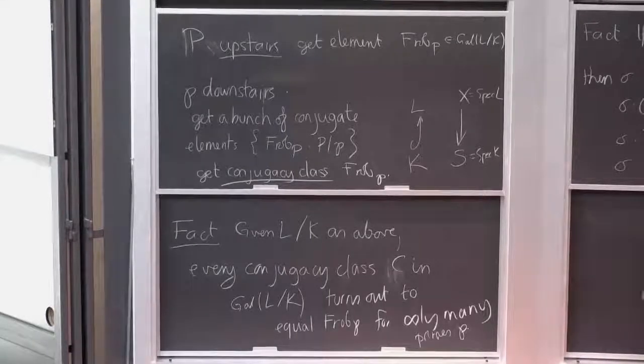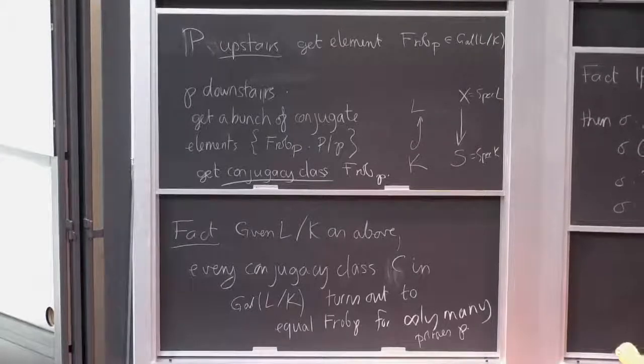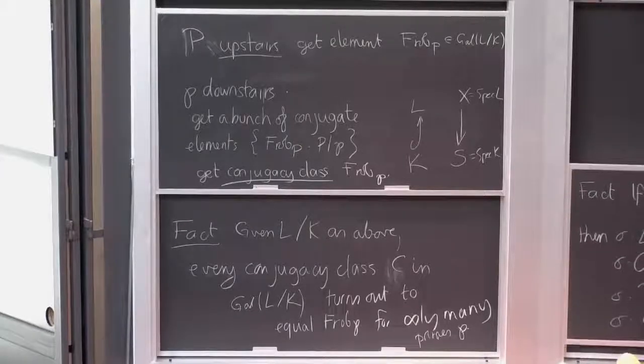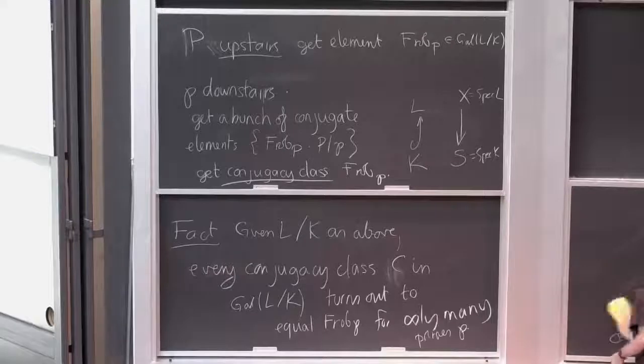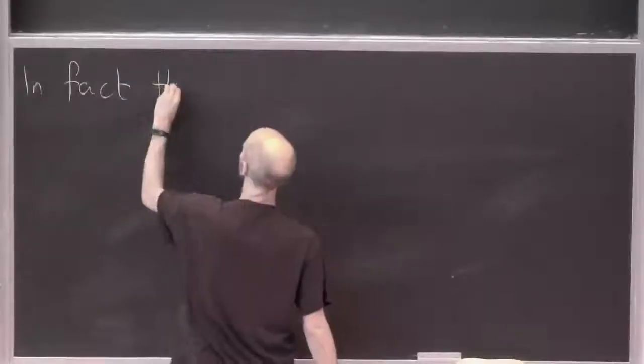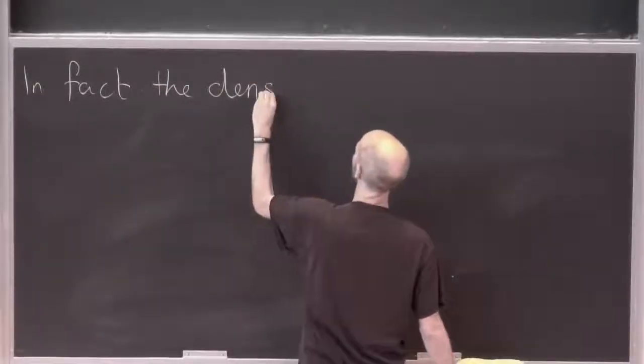In fact, maybe I'll tell you how this is proved. Well, that's a silly thing to say. Let me tell you a stronger statement, which turns out to be what's actually proved. So it's not just that we get infinitely many Frob_P. In fact, the density in some precise sense.